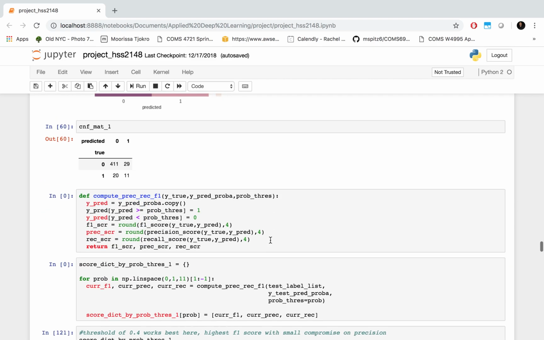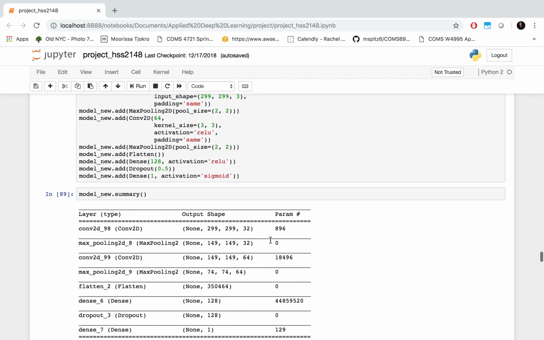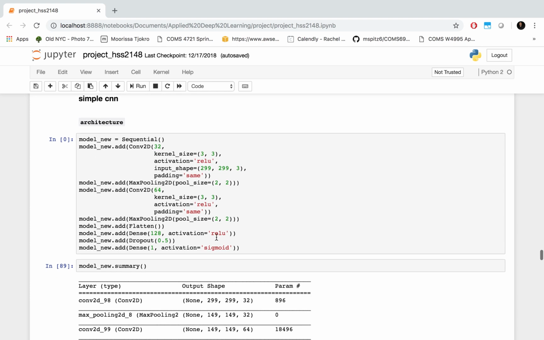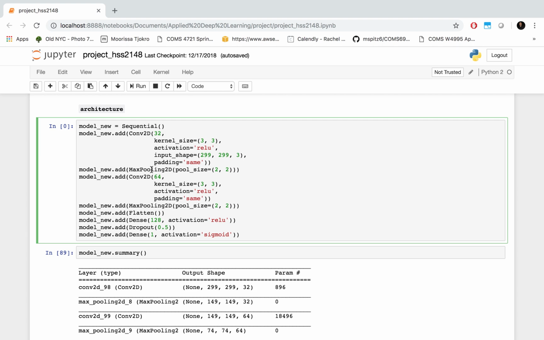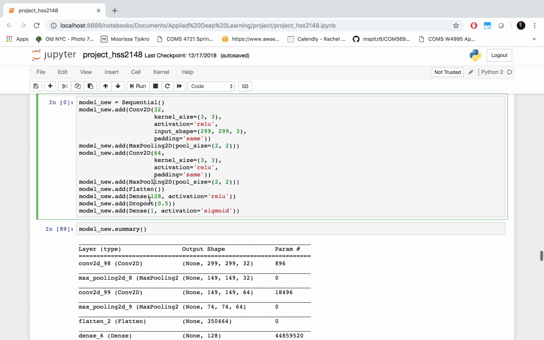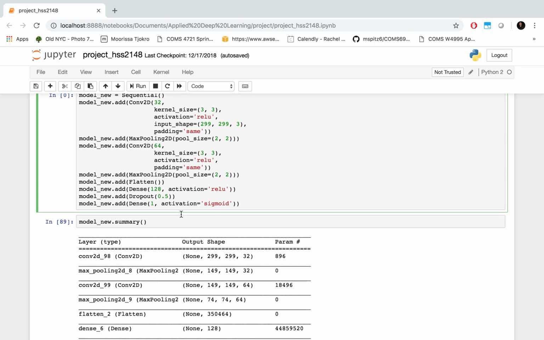Before I get to the evaluation, I just wanted to show you quickly through my basic CNN as well. So the basic CNN has a couple of pairs of convolutional layers followed by max pooling layers, and then a couple of dense layers on top with a certain dropout to prevent overfitting again.